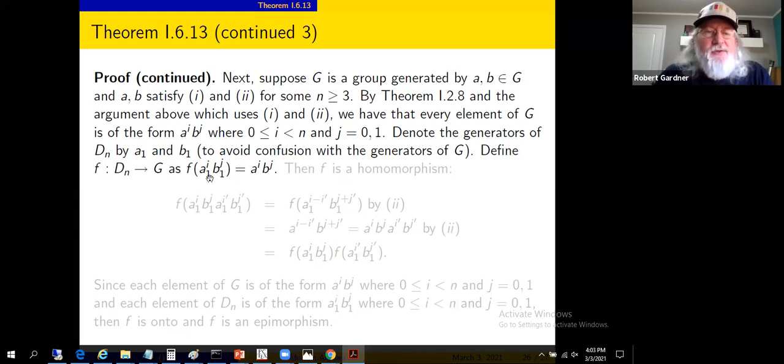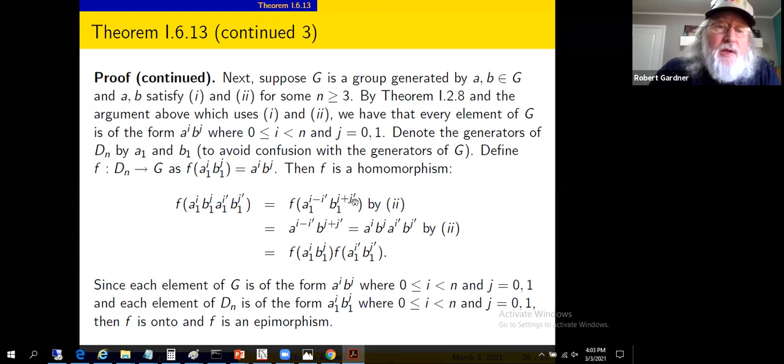I suspect this includes all the elements of G, but we'll deal with onto-ness here in a little while. That's the mapping. We want to show it's a homomorphism. So let's take two elements of D sub n. Two elements of D sub n are of the form A sub 1 to some power I, B sub 1 to some power J.